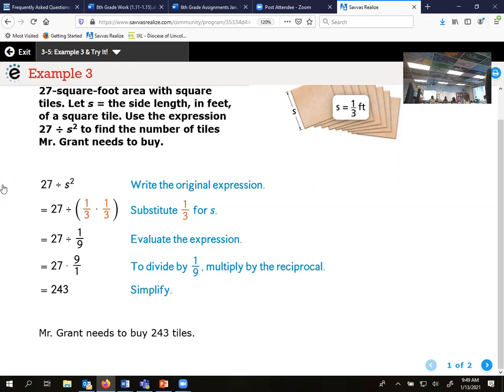We have 243. So he would need to buy 243 tiles to tile the area he needs, whether it's a bathroom or a walkway or a random spot in the middle of his living room. I don't know. You would need 243 tiles.